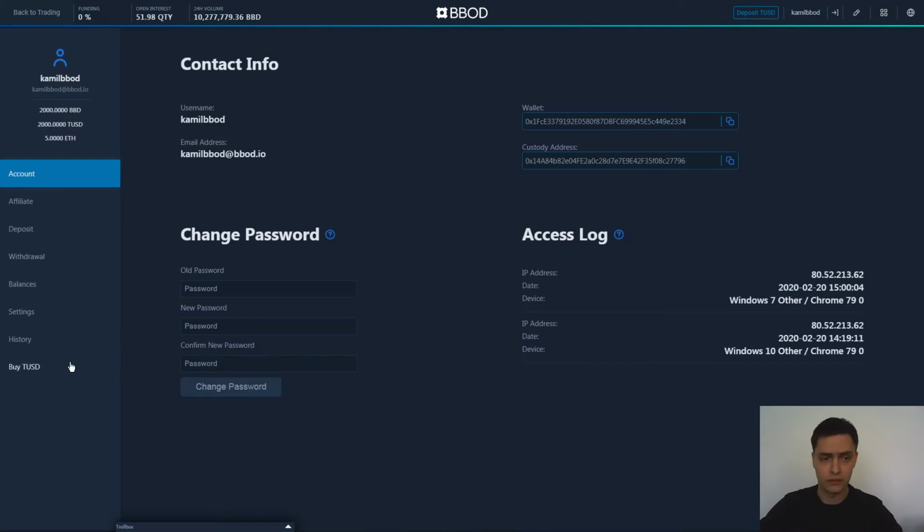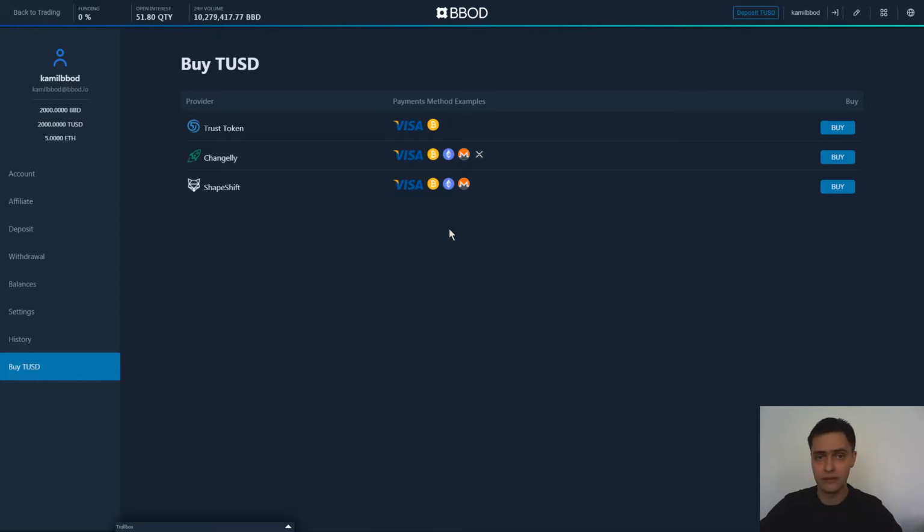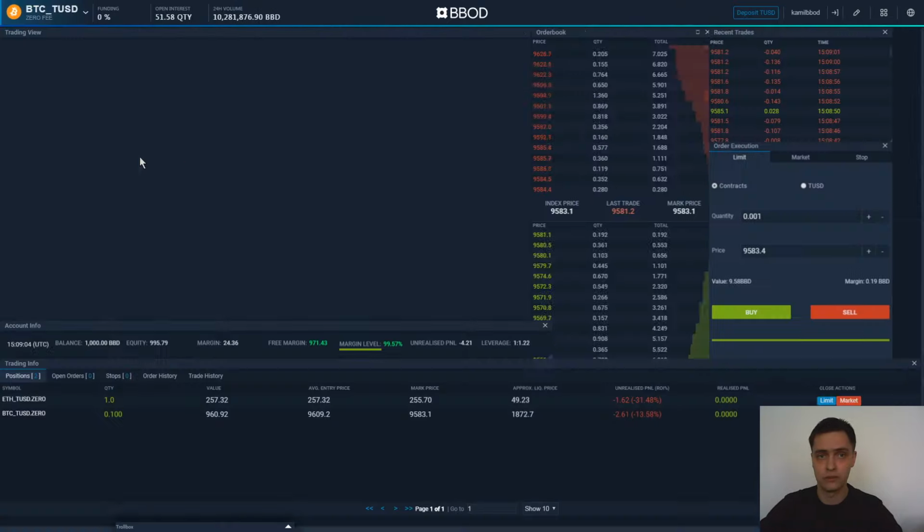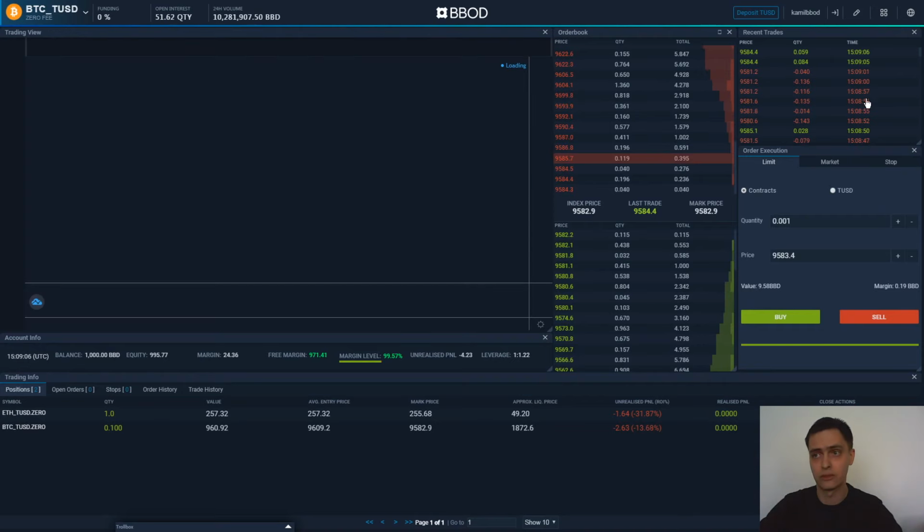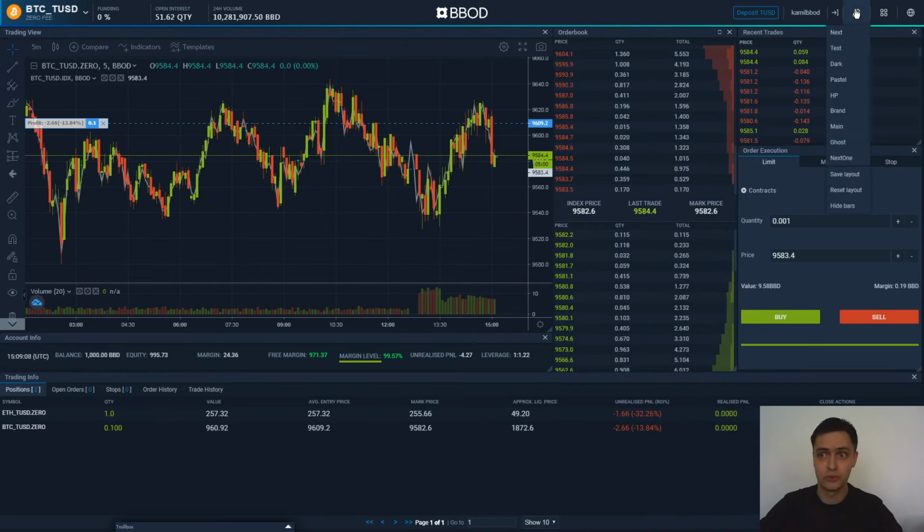I think we've covered it. Also, if you do not have any True Dollars, BBD tokens, or any Ethereum, you can buy these using one of these options, using fiat payments. So that's really handy for those of you who don't own any crypto and want to start your journey.